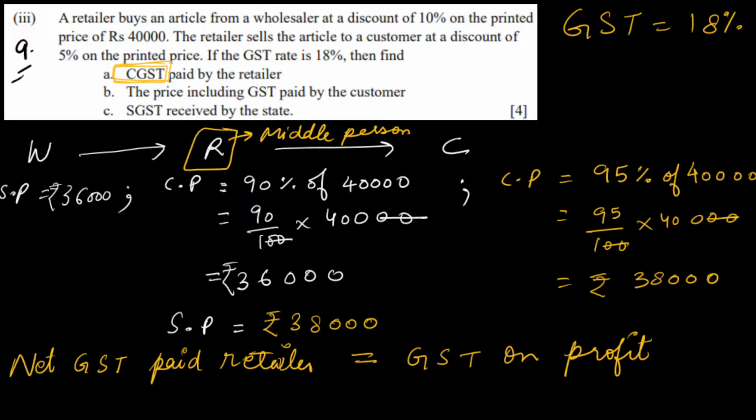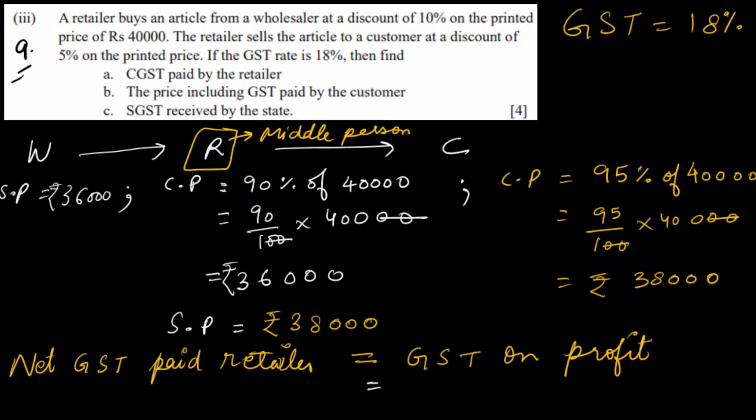Here they haven't clearly mentioned GST paid to the central government. If the question says GST paid by the retailer, if only GST is mentioned, you have to find GST. Now they have clearly mentioned that only CGST we have to find. Only CGST means we write half of the GST. So what is the profit here?